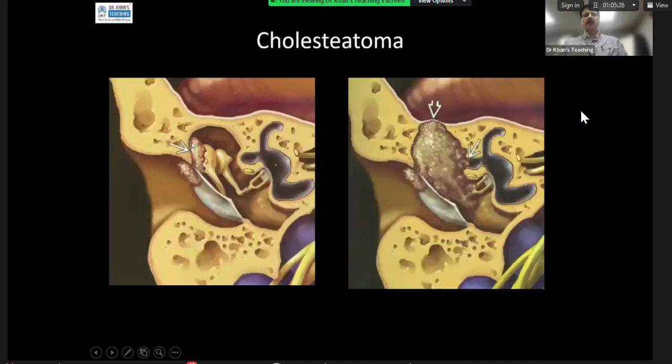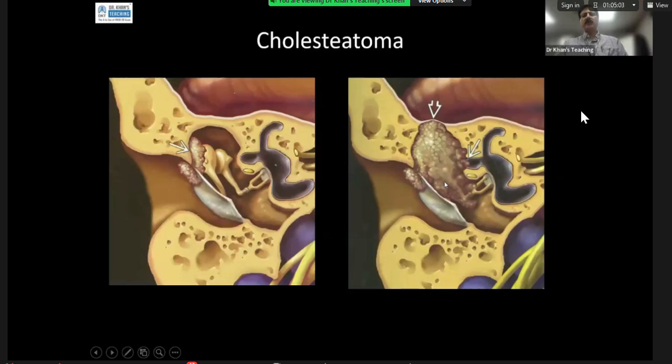So this is a classical pars flaccida cholesteatoma. And gradually it will erode this scutum. This is in the Prussak space. And it will erode this ossicle. But then there can be pars tensa cholesteatomas also. It can be in other parts of the middle ear cavity.